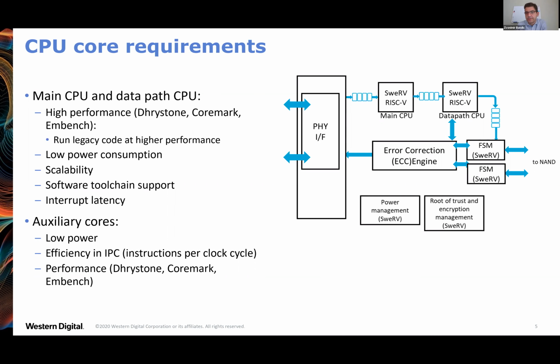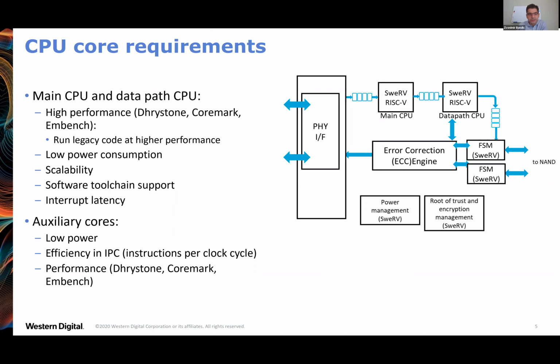Software toolchain support is of extreme importance, especially when you're transitioning to a new architecture like RISC-V, where developers do not want any disruption. They want to continue coding in C++ or any other higher-level language that's typical for the platform. For flash controllers, it's mostly C and C++. And finally, interrupt latency is very important. These are real-time systems. If there's an interrupt assertion, you want to react in a nanosecond.